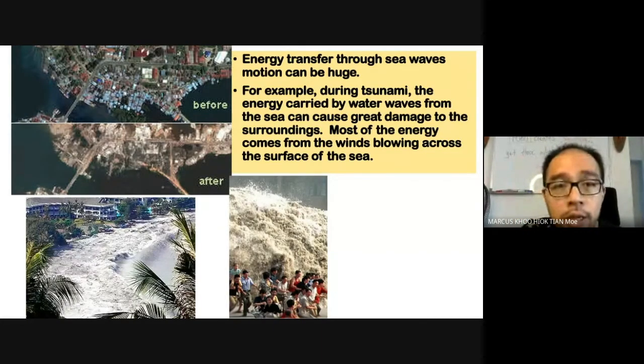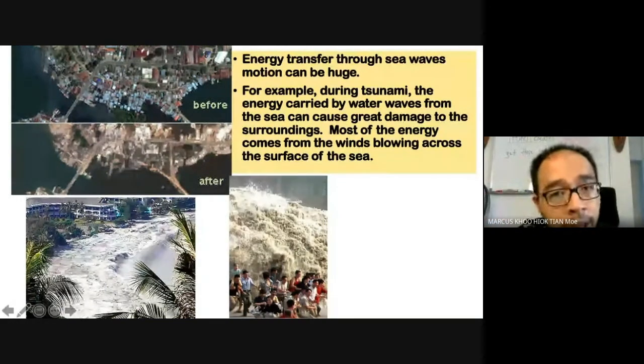Okay, so energy transfer through sea waves. Sea wave motion can be huge, for example, a tsunami. Okay, this before, this after. Okay, you can kind of see the devastation. For example, during the tsunami, the energy carried by the waterways can cause great damage to the surroundings.